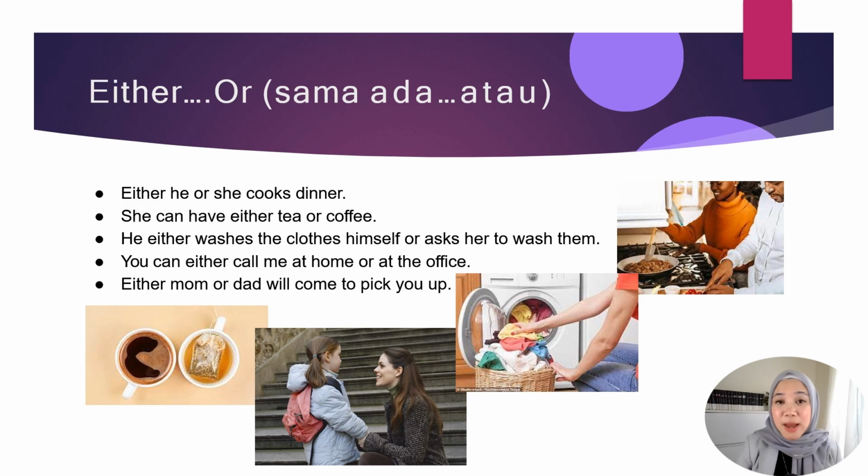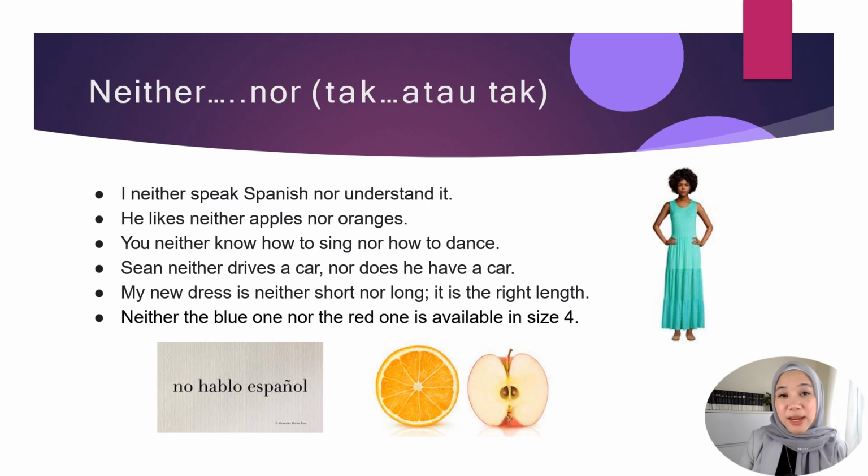Either mom or dad will come to pick you up. Sama ada mak or ayah akan datang untuk ambil awak. So whenever you want to use sama ada atau, you want to use it in English, use either or. Let's look at the second one, neither nor. Tak atau tak. Ataupun you can say tak dan tak.